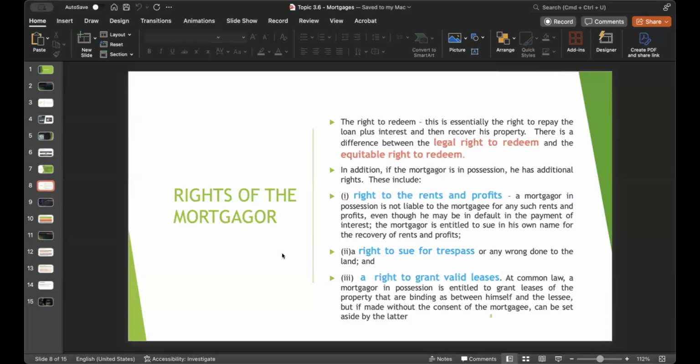So if a person comes onto the land without permission, or they overstay their permission, so you have permission to be on the property, but the permission expires, the person tells you, get off my property, and you don't come off the property, that becomes trespass, and the mortgagor has the right to sue for that action.